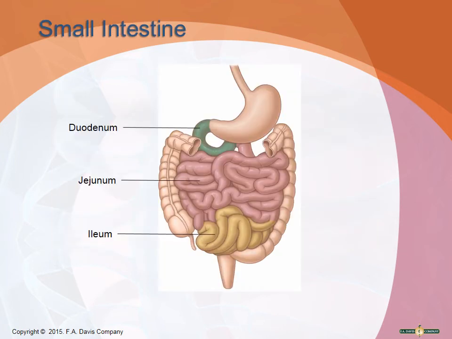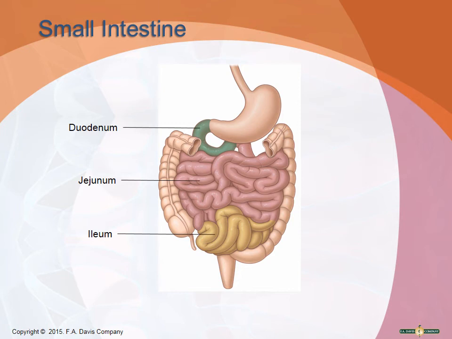This slide is the small intestine. So the first part is the duodenum, and that's represented in green. It's C-shaped. It's the smallest part, only about 10 inches or so. It starts at the pyloric valve, which is the exit of the stomach, and ends when it mates up with the jejunum.